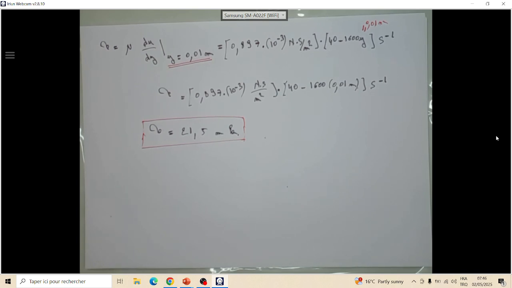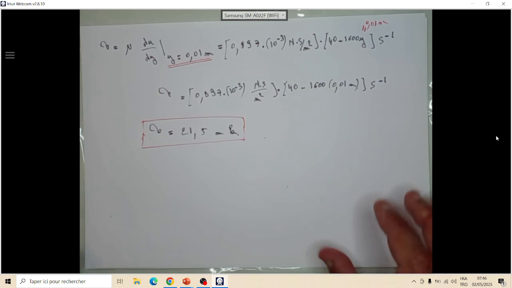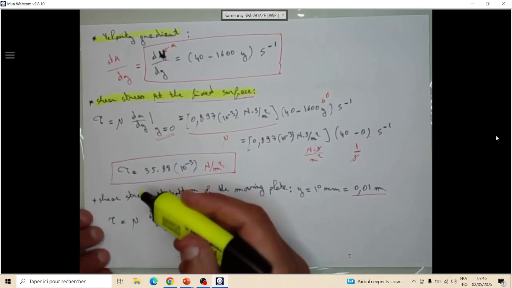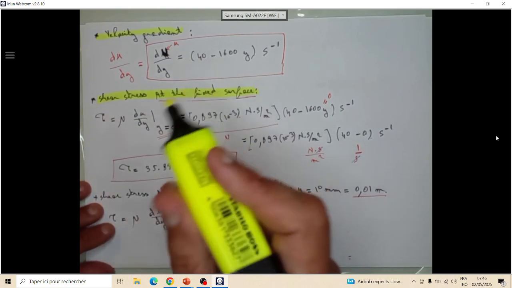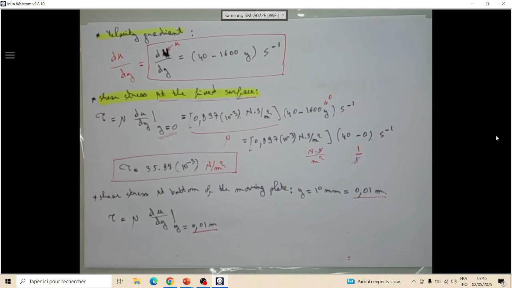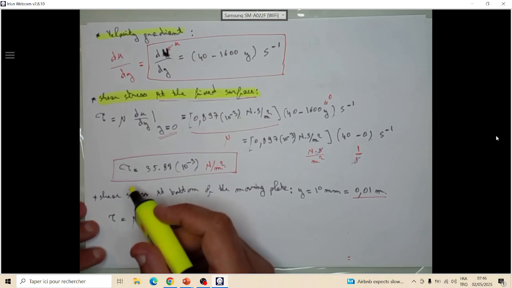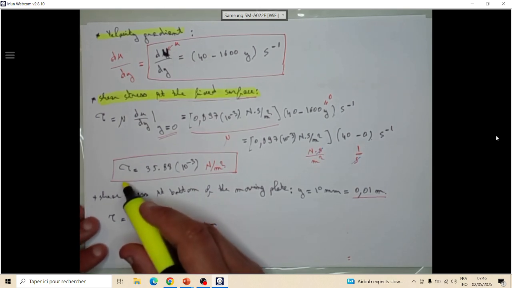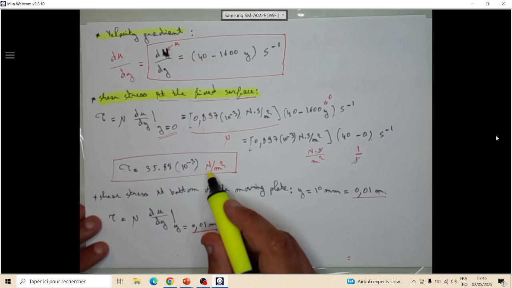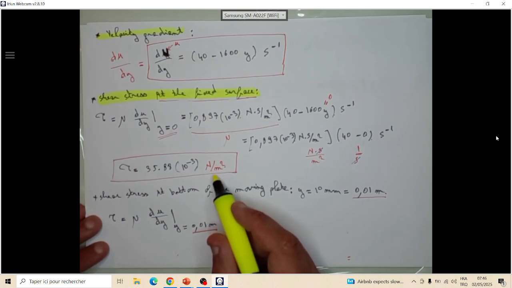So this brings us to the end of this video. We have calculated the shear stress at the fixed surface. We have found that the value of tau, the shear stress, is equal to 35.88 times 10 to the power minus 3 Newton per meter squared.